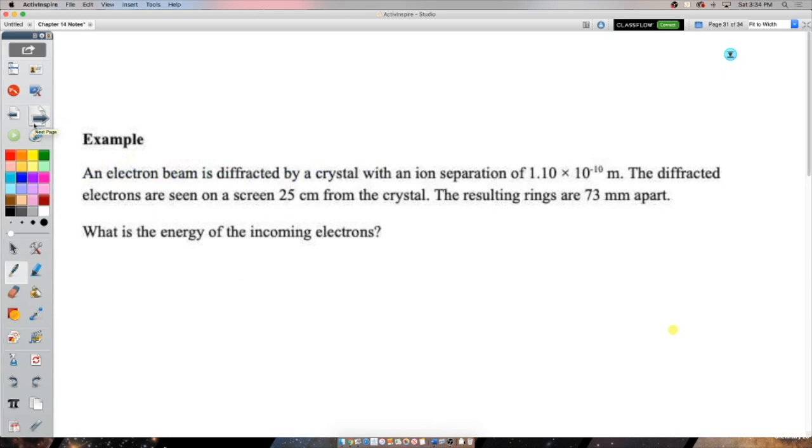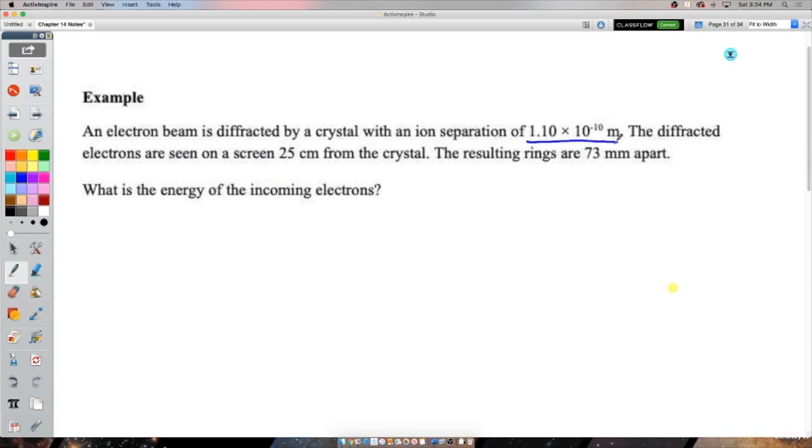All right, an electron beam is diffracted by a crystal with an ion separation of 1.10 times 10 to the negative 10 meters. So that is what? Yeah, that's D. The diffracted electrons are seen on a screen 25 centimeters from the crystal. So a screen 25 centimeters from the crystal, hey, that's the length, L. And the resulting rings are 73 millimeters apart. Okay, that's X, but let's draw our picture to visualize what's going on.